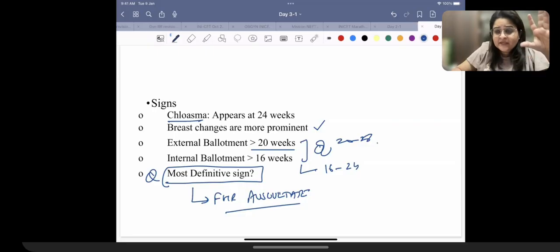External ballotment is present in ascites with a tumor. Internal ballotment, any ascites with a pelvic tumor, you'll be able to get this. Fetal parts, a large irregular fibroid may mimic fetal parts. So these are not definitive signs. But auscultating a fetal heart, auscultating another heart inside the abdomen cannot be seen anywhere else, right? So most definitive sign is auscultation of a fetal heart rate.